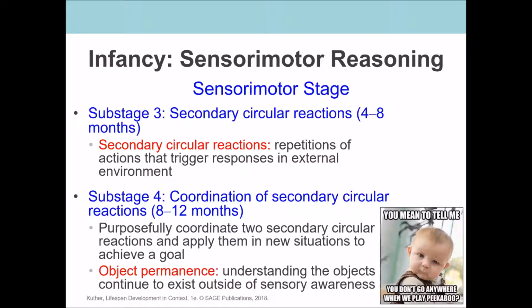Object permanence is a really important advancement during this stage, and this is the understanding that objects continue to exist even if they're outside of one's own sensory awareness. And Piaget tested this by hiding toys underneath a blanket. So he would take a toy, shake a rattle, hide it under the blanket, and then would look to see if a baby would lift the blanket up in order to get the toy.